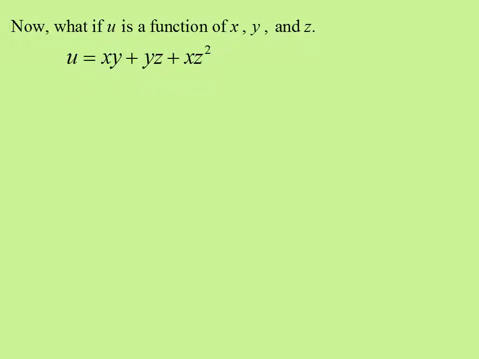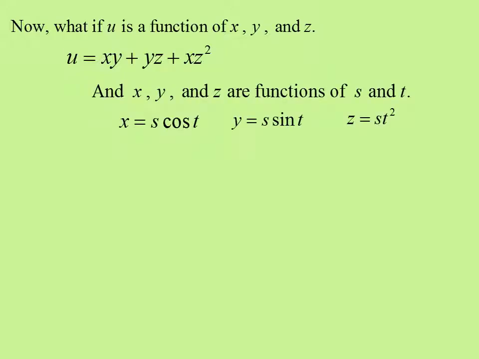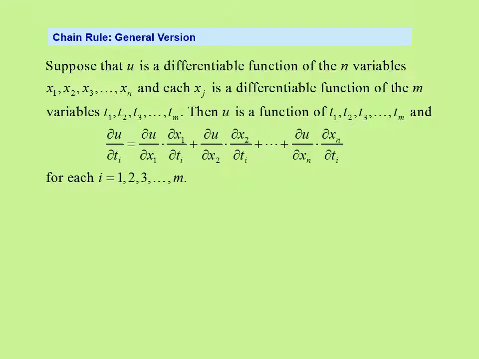Now there are a lot of different versions of this chain rule. Here we have u as a function of x, y, and z, and we're going to have x, y, and z as functions of s and t. So if we had to do a partial of u with respect to t, one option is to construct the appropriate tree diagram. However, I'm going to show you what the pattern looks like.